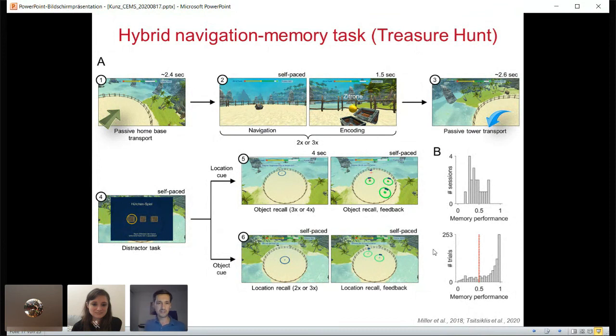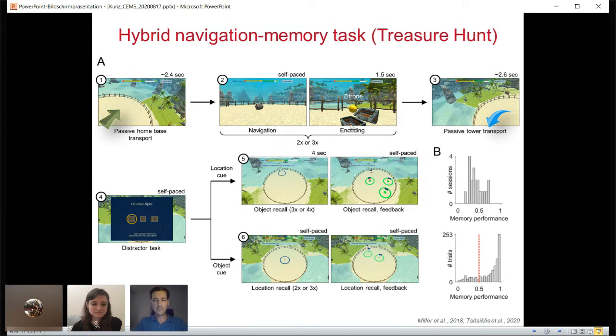This task had the advantage that there were separate periods for navigation and memory. And I will guide you through the different periods of this task. In one, you can see that at the beginning of a given trial, and the participants performed multiple trials of this task, the participants were located at a random position on a beach in a virtual environment. They then navigated to several different treasure chests that were scattered throughout the environment.